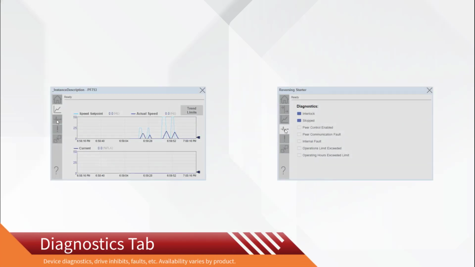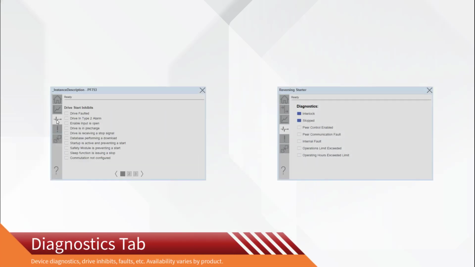Some devices include a Diagnostics tab. This is where you may find additional device status information which can be helpful when troubleshooting. Depending on the device, this can include anything from a list of start inhibits to temperatures, component statuses like fans and transformers, or other measured values like voltages, currents, and power.